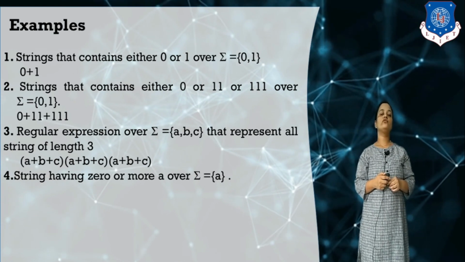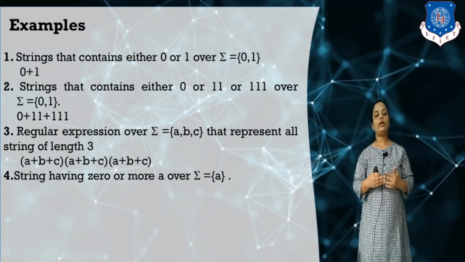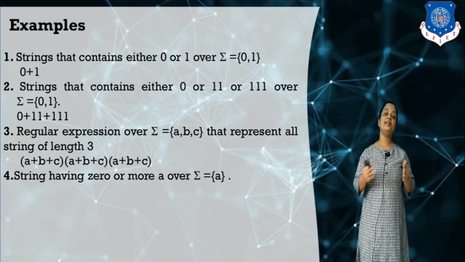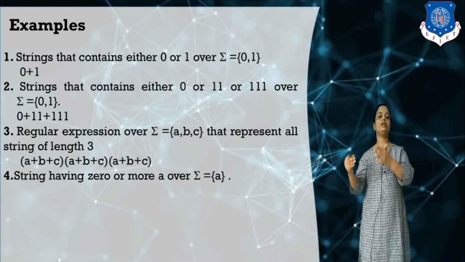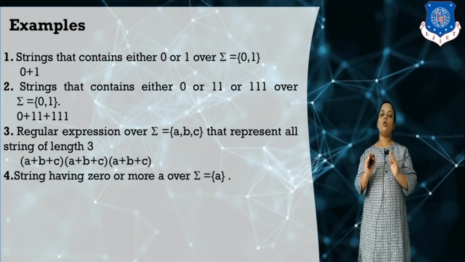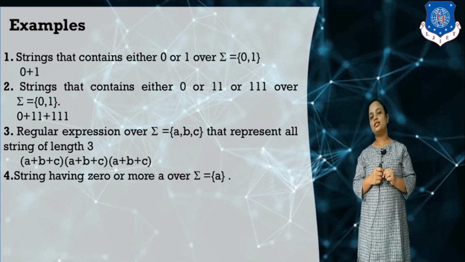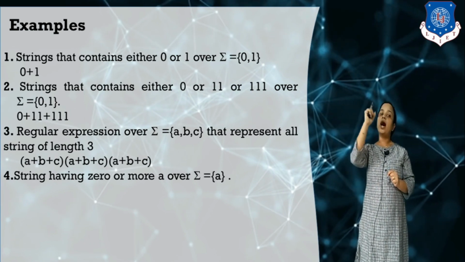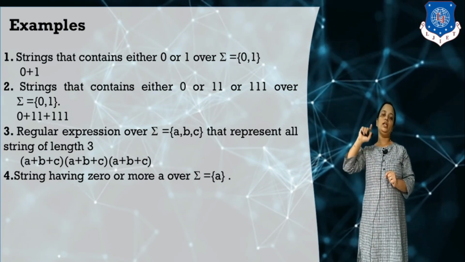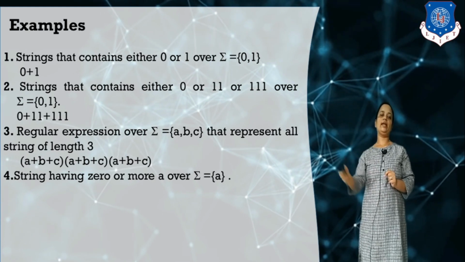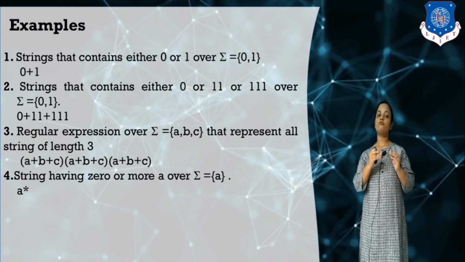Strings having 0 or more A over the alphabet A. Now what it means is the letter A should be repeated 0 or more times. A raised to 0, A raised to 1, A raised to 2, A raised to 3, which we have already discussed in a previous slide. So how can we write the regular expression for this? A raised to star. Star itself indicates the symbol is repeated 0 or more times. So simply write the regular expression A raised to star. This is the answer for this question.